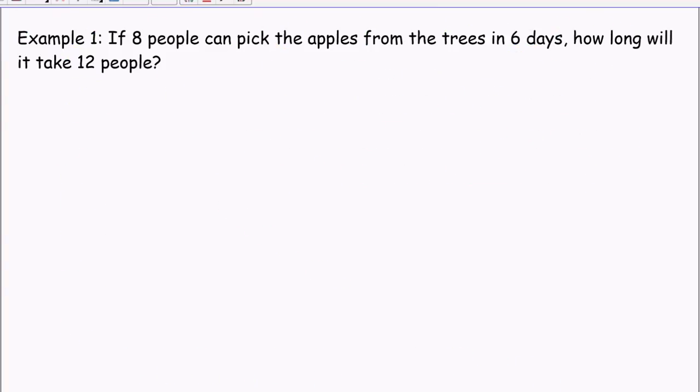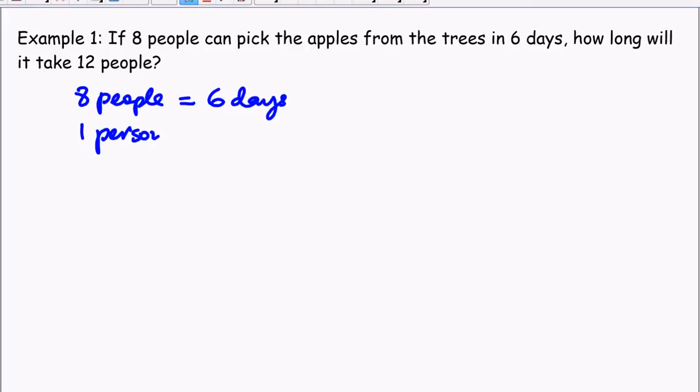Here's another example. If 8 people can pick the apples from the trees in 6 days, how long will it take 12 people to do the same job? So what we can do here is we need to find a way of organizing this information. And we can start off this way. We can say that 8 people will take 6 days, which means one person will take more time, which will be 8 times 6, which is 48 days.